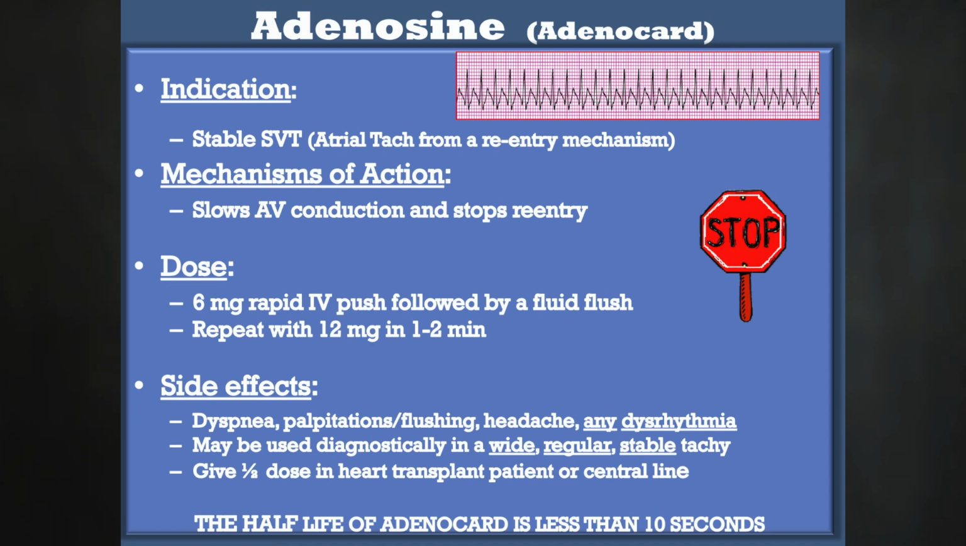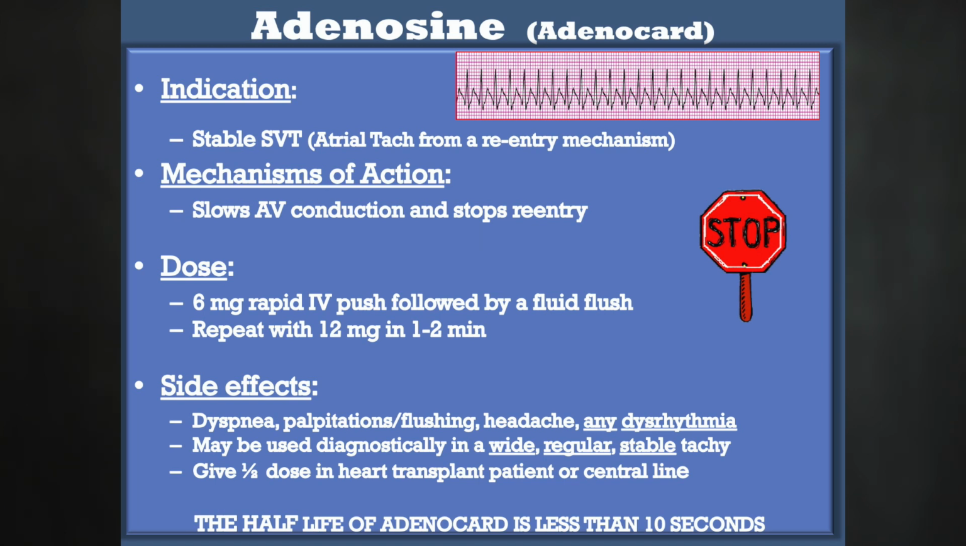The dosing on this is 6 milligrams. If you remember, this is a drug that you have to push as rapidly as you can, and then put a flush in behind it to get the drug to make it to the heart quickly, as the half-life is very short on this drug. If the initial dose of 6 milligrams doesn't work, you can administer 12 milligrams, or double that dose, after that, one time, within a short period, because the half-life is so short.